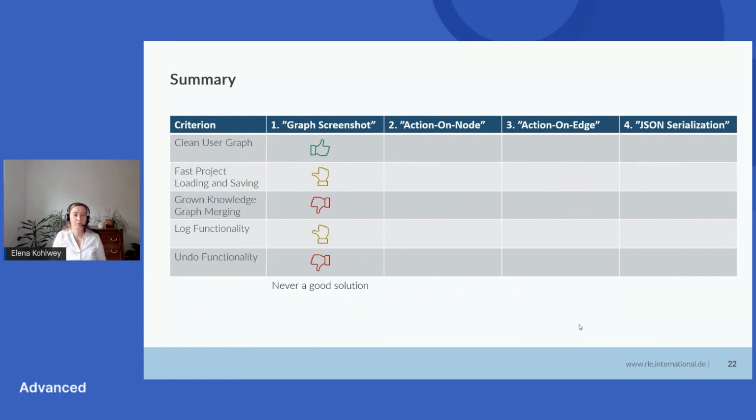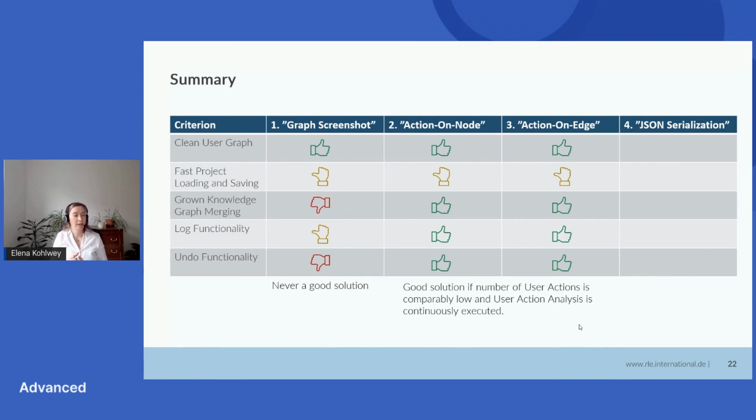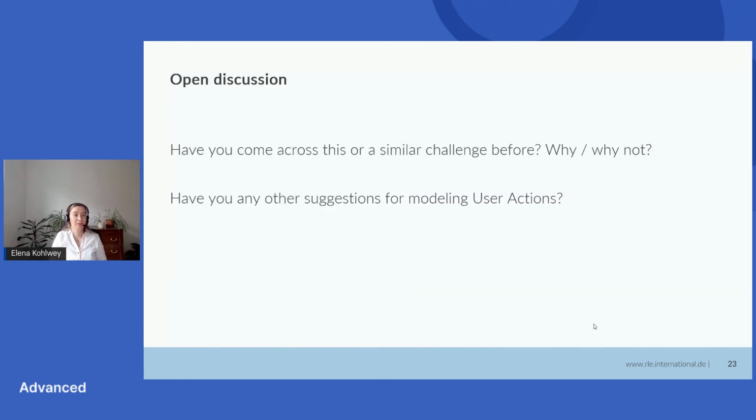So the graph screenshot is not really good. You should never use that, although it seems like a very good solution maybe in the beginning if you're starting. The action on node and action on edge are not really bad. They're okay. So if the number of user actions is comparably low and you want to execute a user action analysis continuously, then this is a good solution. And we're going with the JSON serialization. So you can put basically any number of user actions in. And it is really helpful if you have this more complex backend constructs that you need for making changes on done. And with that, I'm concluding my talk.